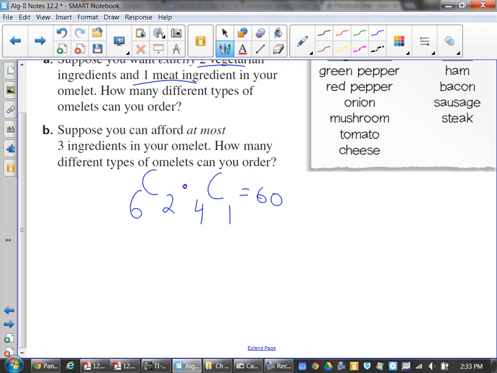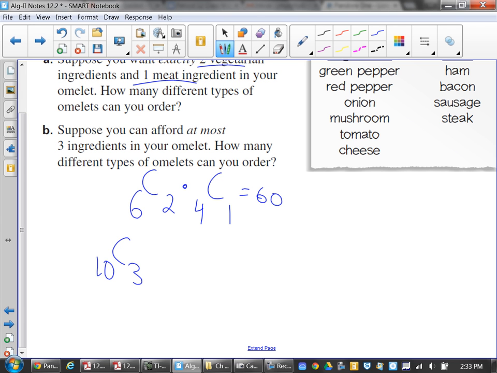Suppose you can afford at most 3 ingredients. It's not specifying vegetable or meat. It's just saying ingredients. How many of them were there? 10. There's 10 total ingredients here. Now, if you're picking an omelet, you can get at most 3. So what's the most you're going to pick? 3. So you're going to have 10 choose 3.